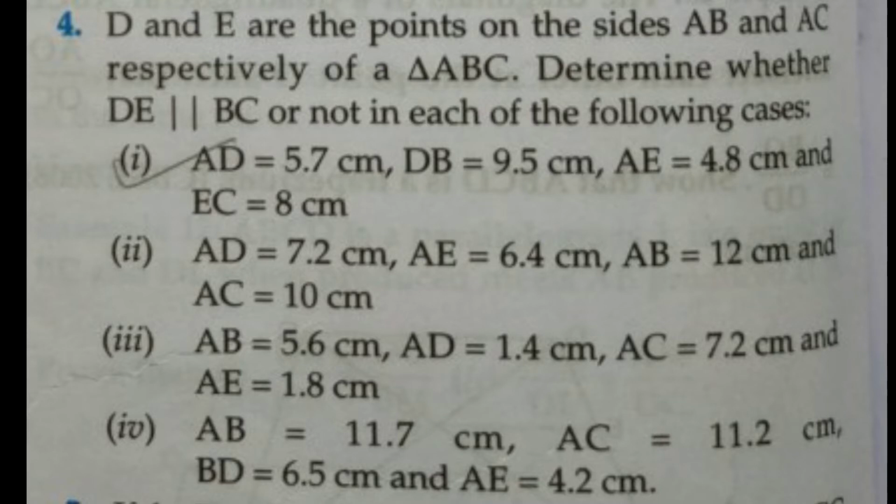D and E are points on the side AB and AC respectively of a triangle ABC. Determine whether DE is parallel to BC or not in the first part. Given that AD is equal to 5.7, DB is equal to 9.5, AE is equal to 4.8, and EC is equal to 8 cm. In order to do this question, we'll be using the reverse of Thales theorem.